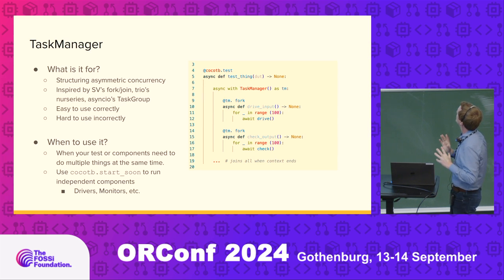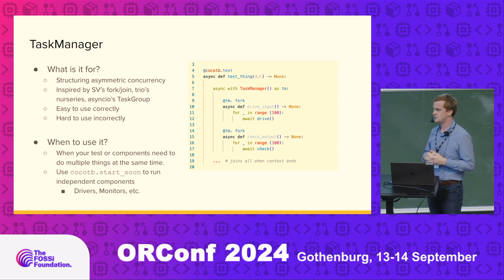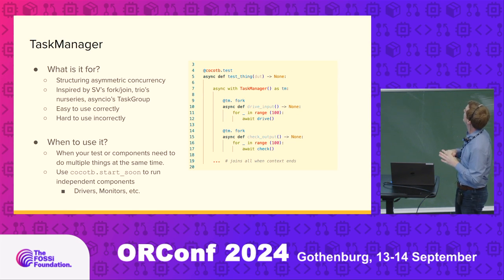So you would use cocotb.start_soon if you were, say, starting up a task to run a driver or a monitor, something that's going to be independent, always running. You're never intending to join it. And the task manager is going to be for all those other cases where you would join it.